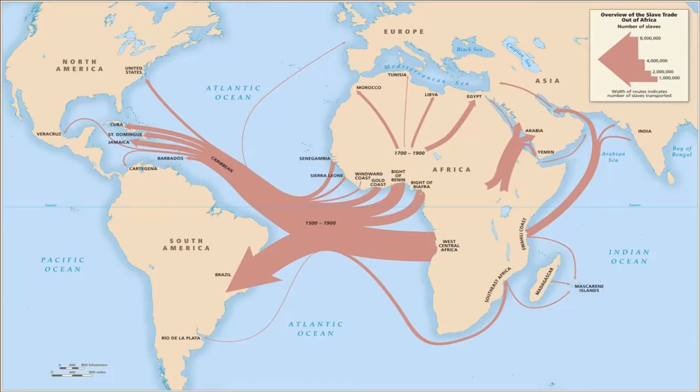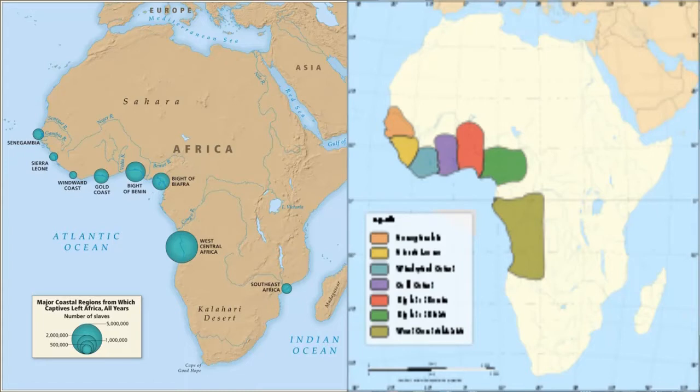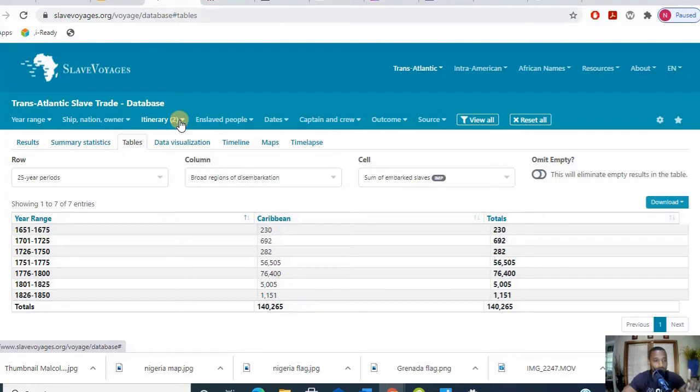Senegambia, Sierra Leone, Windward Coast, Gold Coast, Bight of Benin, Bight of Biafra, West Central Africa, and Southeast Africa. Okay, so those are the regions. When you come to the Transatlantic Slave Trade Database, you're going to find those same exact regions that I just explained. A lot of historians refer to them in their books and articles, and you're going to see it's a pretty uniform way of understanding Africa broken down into zones.